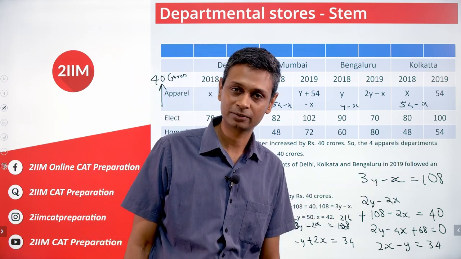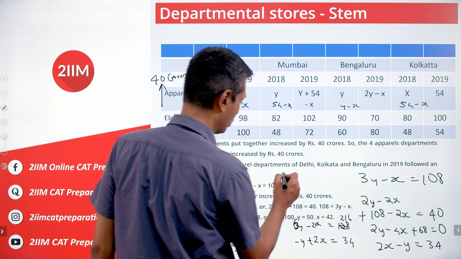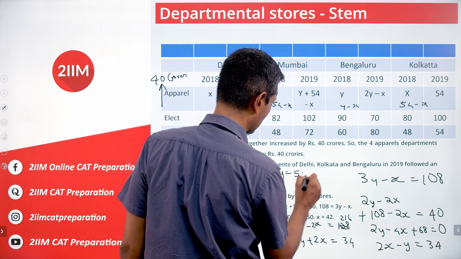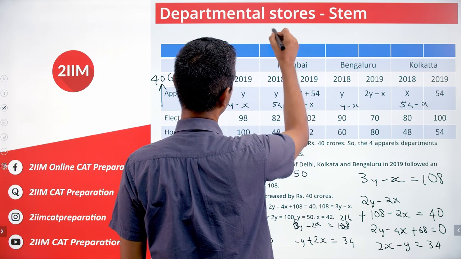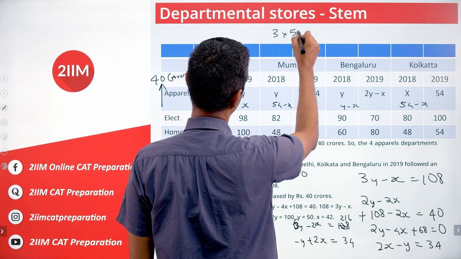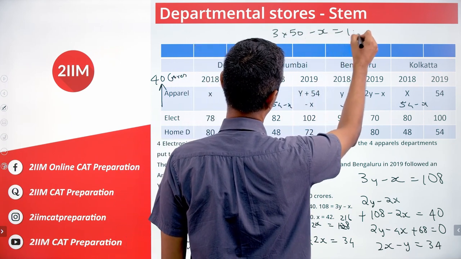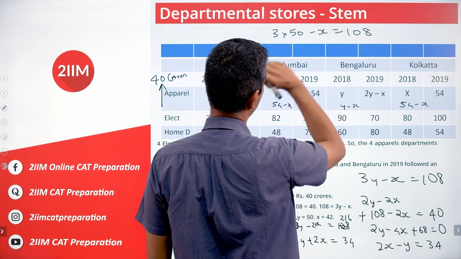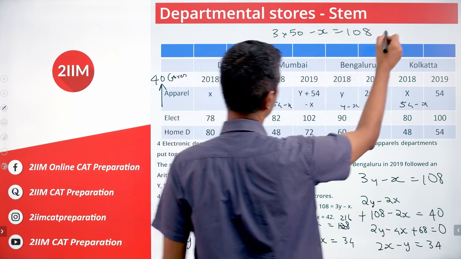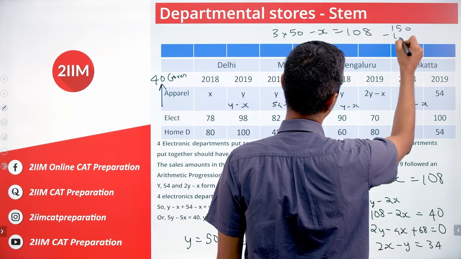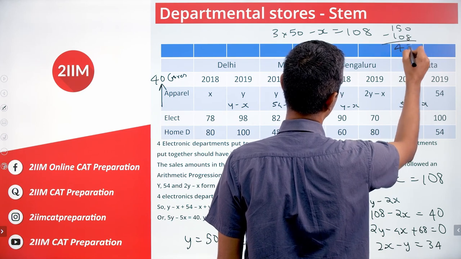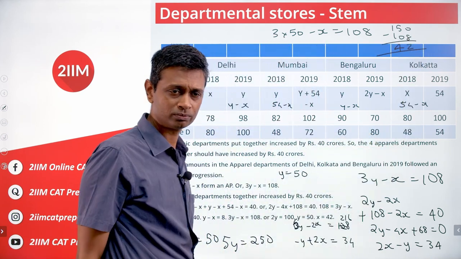We can find x. And so y equals 50. 3y minus x is 108. 3 into 50 minus x is 108. 3 into 50 is 150. x is 150 minus 108, which is 42. x is 42. Brilliant.